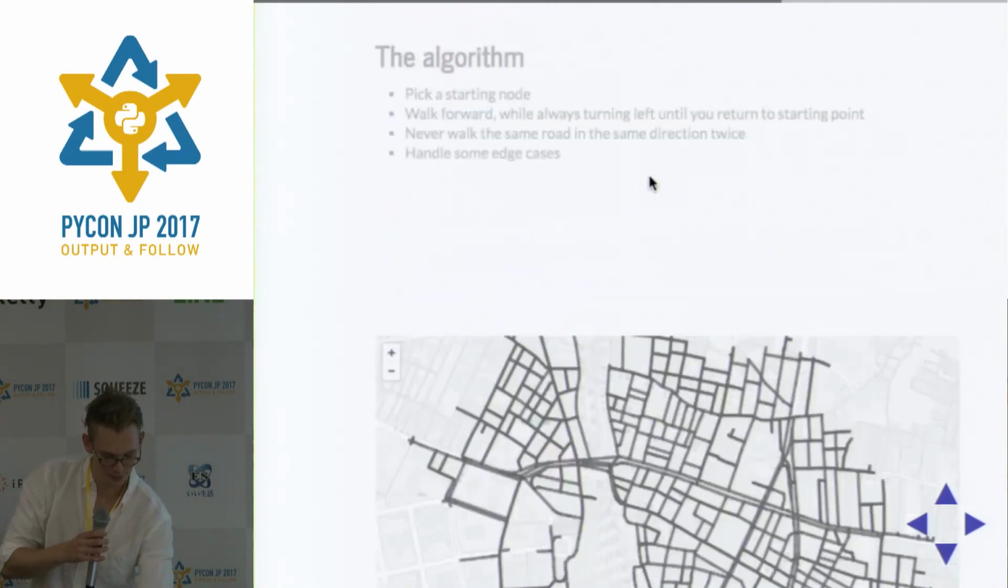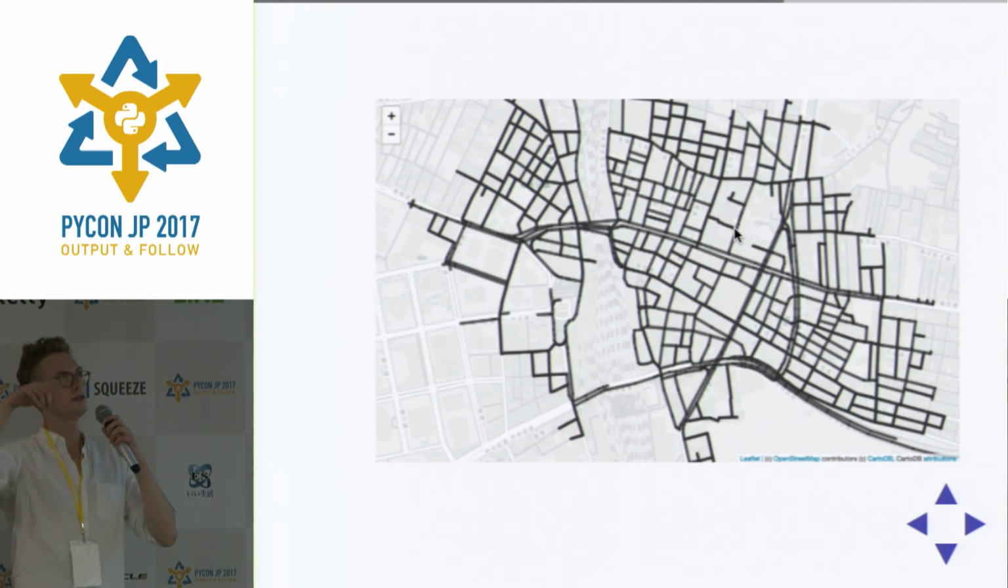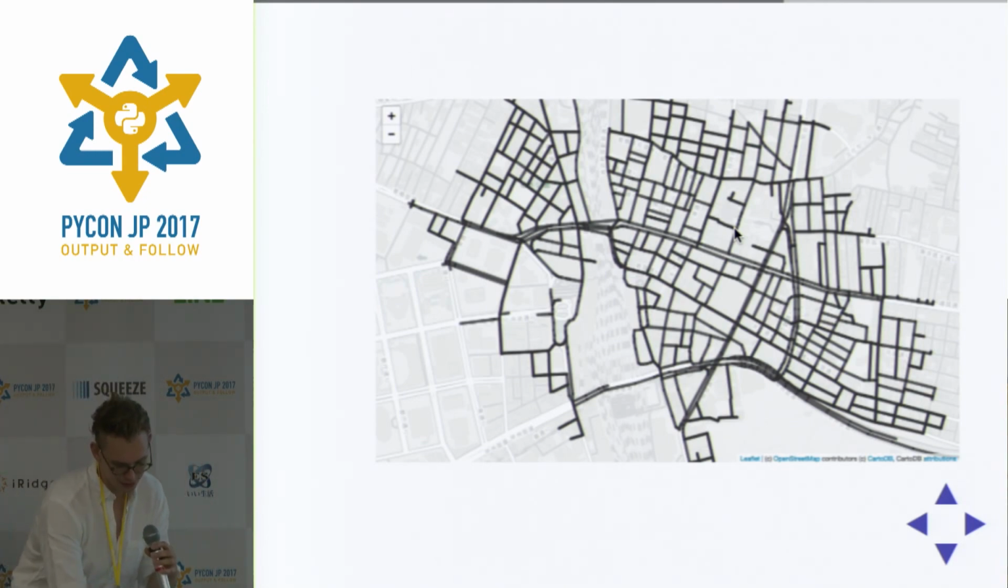And so basically, the algorithm is very simple. I'm just going to illustrate it really quickly. You start in one node, and then you just pick a road at random, and you keep going left, left, left, left, left, until you end in the place where you started. And then the rule is that you can never walk on the same road in the same direction twice. So it's a fairly simple algorithm.